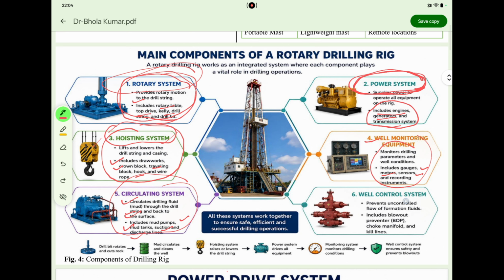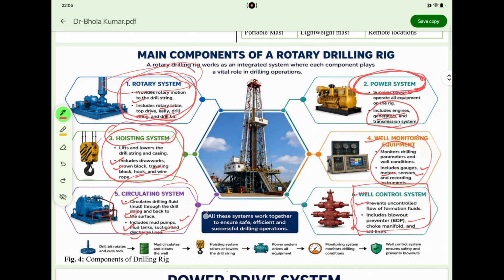Next one is the well control system. This is a separate chapter, well control, but we are going to understand the overview of this particular topic. The first function is preventing an uncontrolled flow of formation fluid. It includes blowout preventer BOP and choke. So these are the things that it includes.